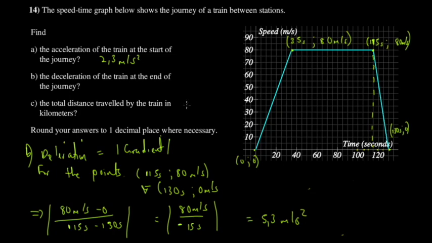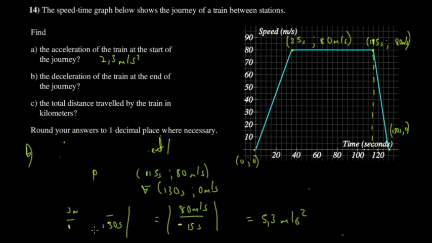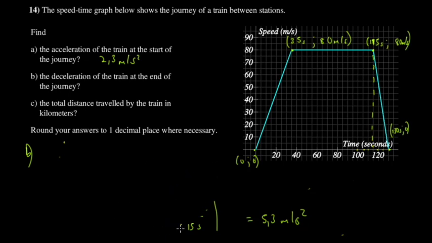Okay, so the deceleration is the gradient for the negative acceleration, or for the part where the speed is decreasing. Deceleration is the rate of decrease of speed.